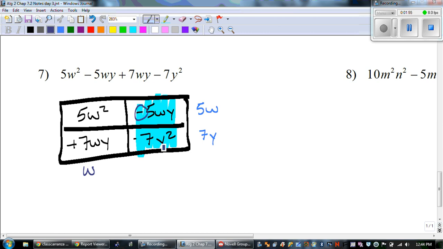And what about vertically on the right? Well, my leading GCF is negative, so I'm going to make sure I take out a negative, and then they both have a y. So when we put that together, we have 5w plus 7y, and then w minus y.